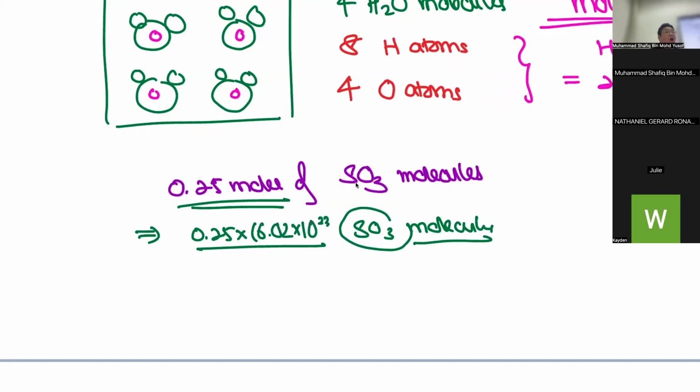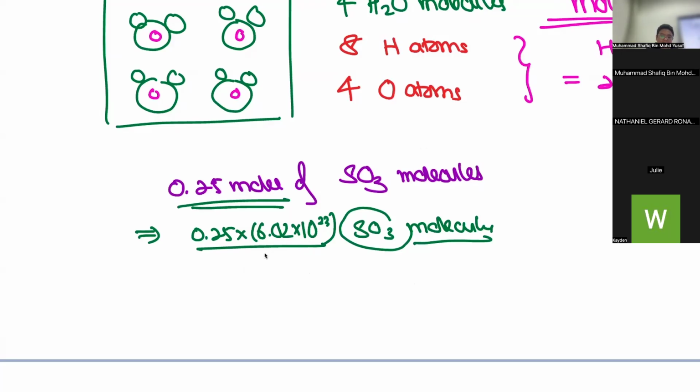Remember, as I mentioned, 1 mole of any substance is always 6.02 times 10 to the power of 23. So if I have 0.25 moles of it, you just need to multiply by the Avogadro's constant. That will give you 0.25 times 6.02 times 10 to the power of 23. If you press your calculator, you all can get the value. I don't want to evaluate here because I don't want to confuse all of you. I want you all to see the math with me.